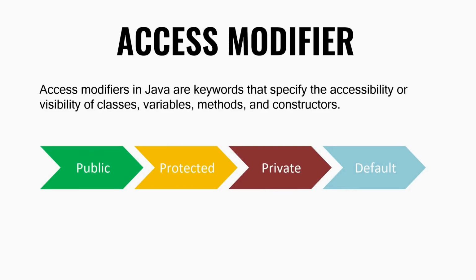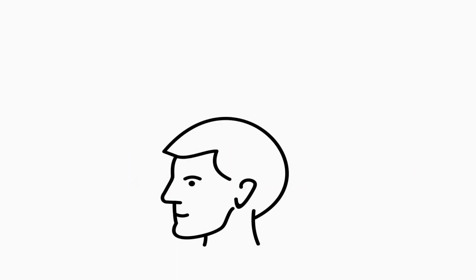Access modifiers in Java are keywords that specify the accessibility or visibility of classes, variables, methods, and constructors. There are four types of access modifiers in Java: public, protected, private, and default. Let's take a simple example to better understand this concept.